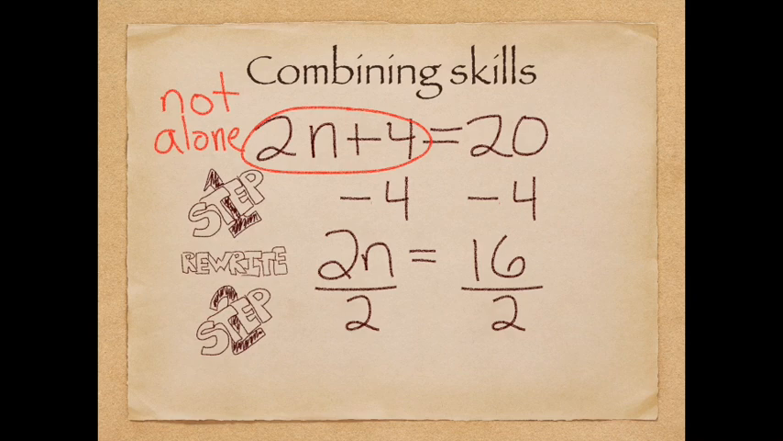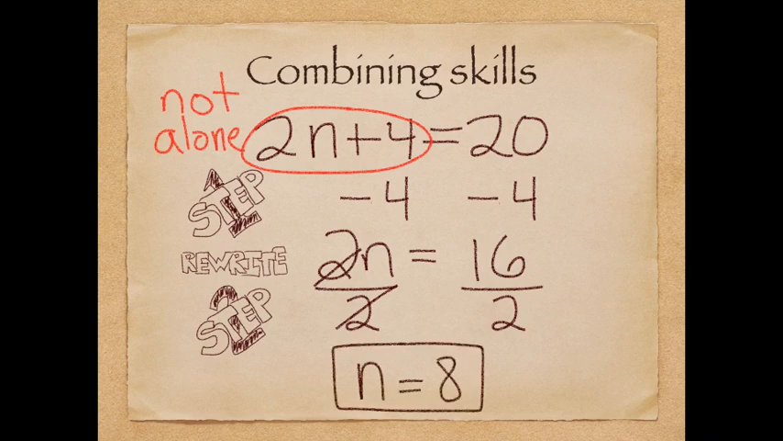What does 2 divided by 2 turn into? Well, that turns into 1. 16 divided by 2, well, that turns into 8. So this means that my answer is n all by itself, isolated, and just one of them is 8.